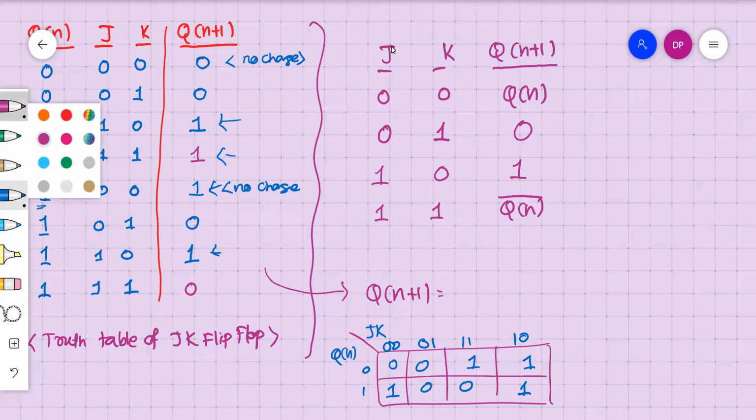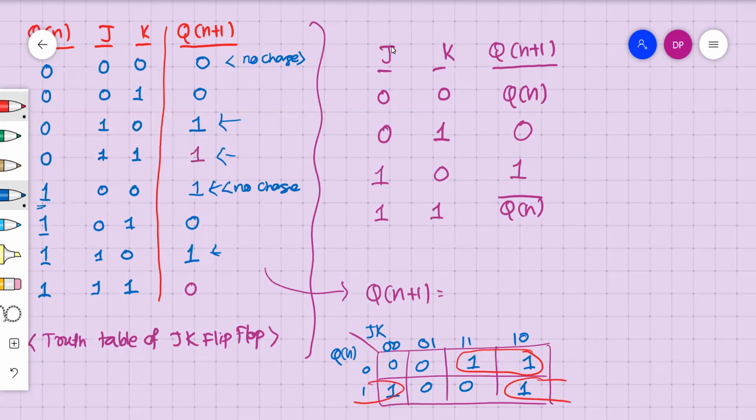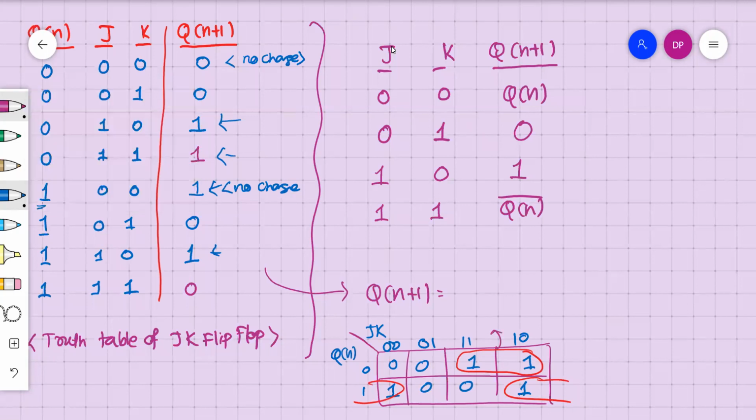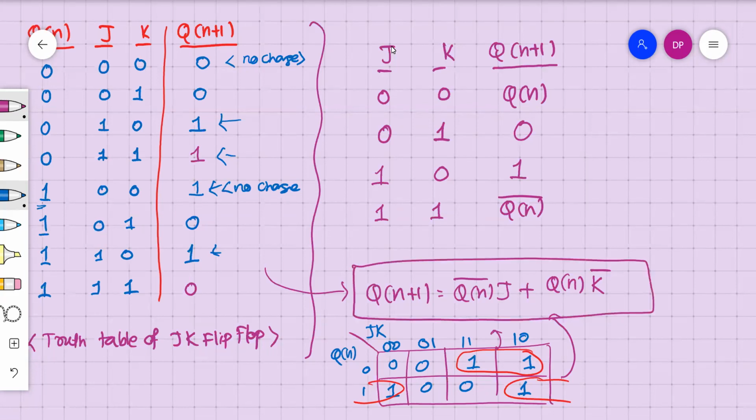Now you can make a combination, right? Make a group. This will be one group and this will be another group, isn't it? What will be the value of Qn plus 1 for this group? What we can write? It's Qn complement J plus, for this one what we can write? It's Qn K complement. So this is an expression of the next state output in terms of J and K and the present state output.